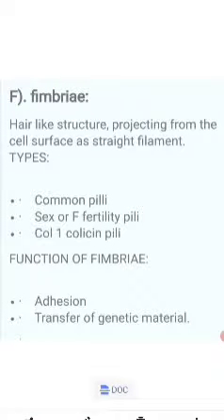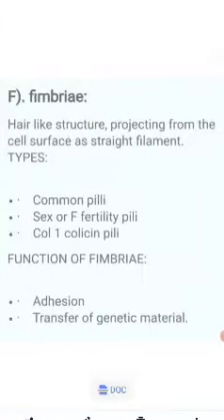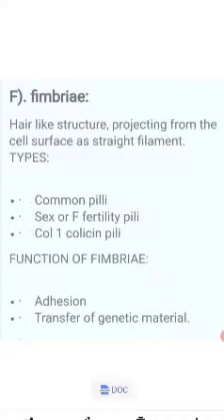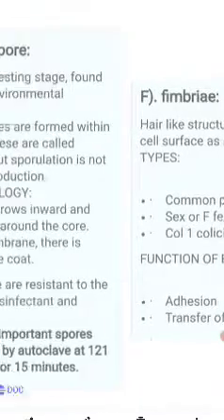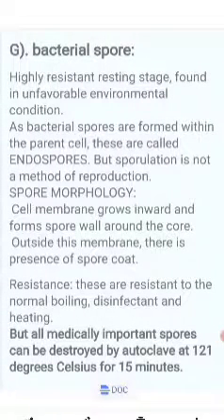Then comes the fimbriae. Fimbriae are hair-like structures projecting from the cell surface as straight filaments. The types of fimbriae are three: common pili, sex or F fertility pili, and Col I Colicinae pili. The functions of the fimbriae are adhesion and transfer of genetic material. It plays a really important role in the multiplication of the bacteria. So these were the important parts of the bacteria.